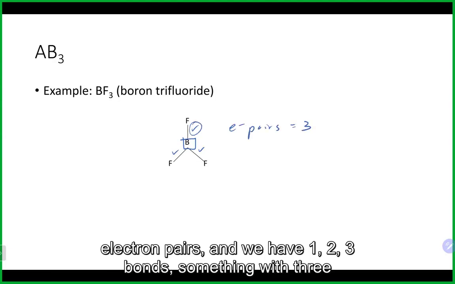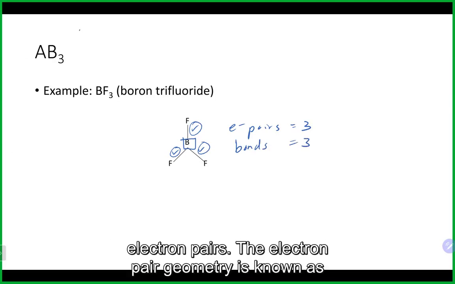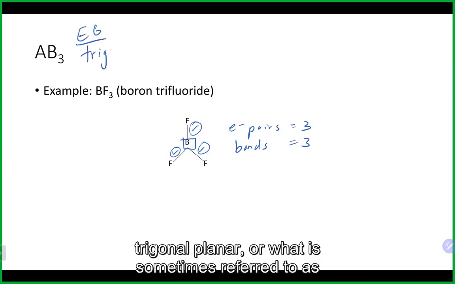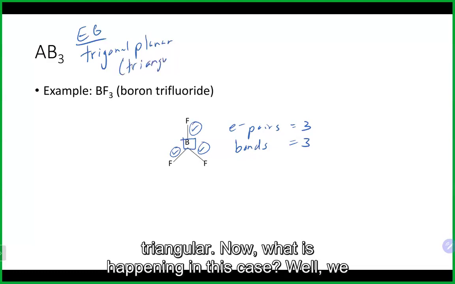And we have 1, 2, 3 bonds. Something with three electron pairs, the electron pair geometry is known as trigonal planar, or what is sometimes referred to as triangular. Now, what is happening in this case?